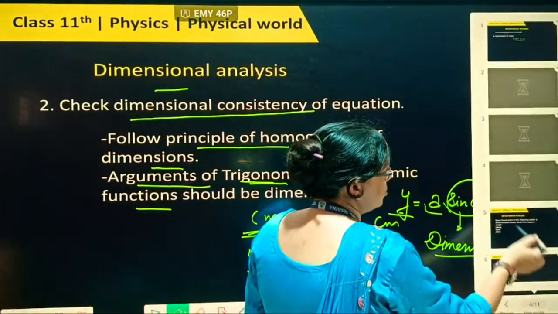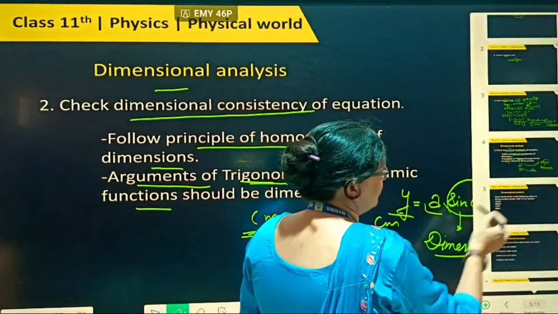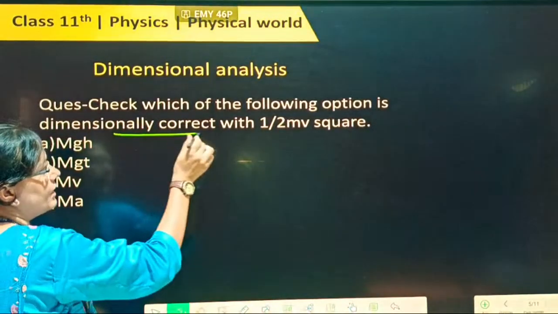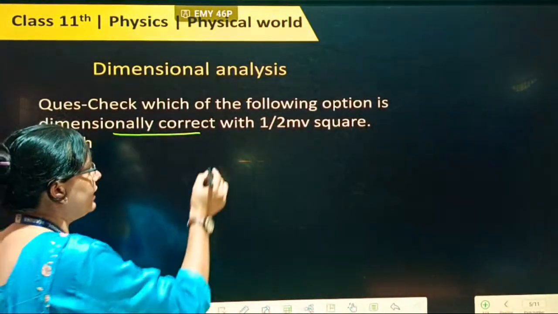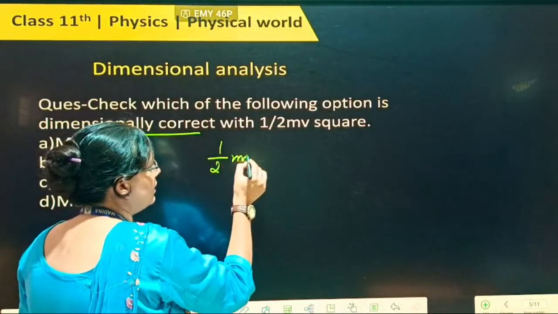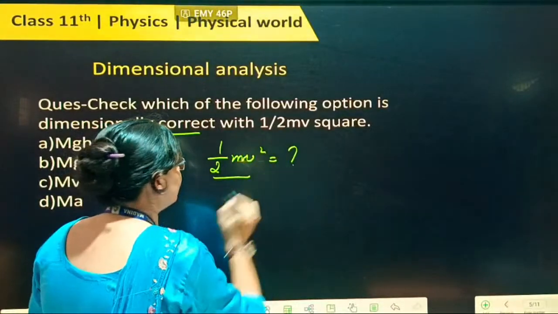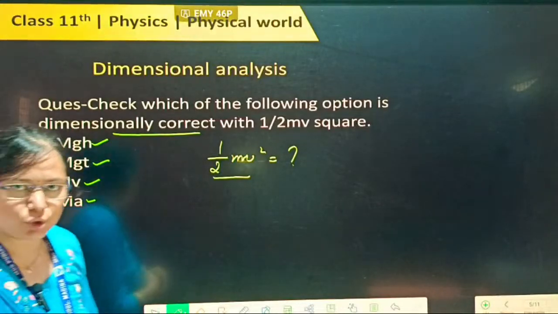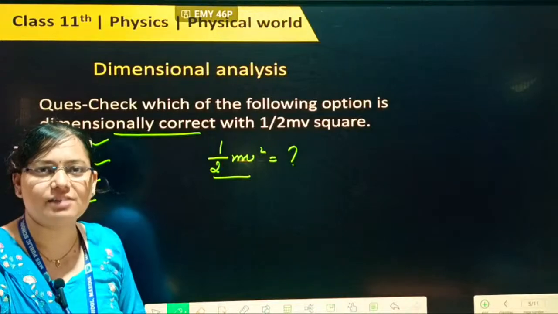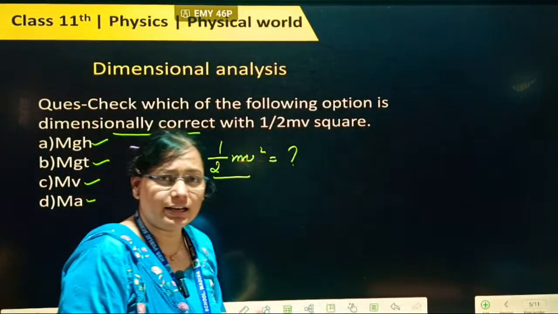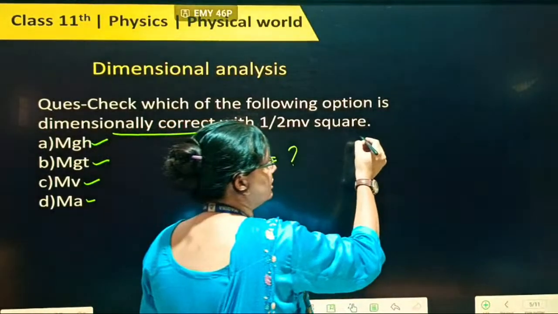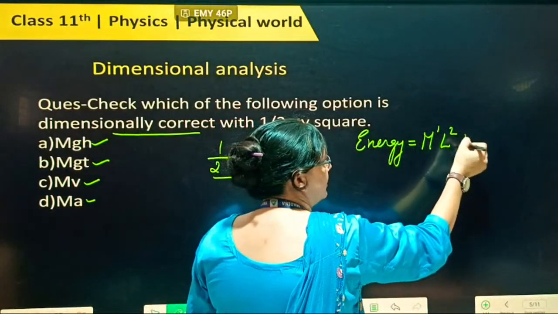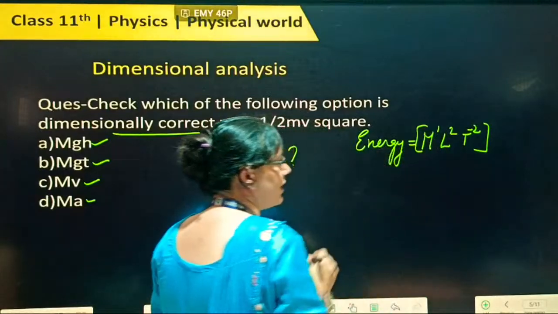Okay, so next we will solve this one. For example, one question is given: check which of the following options is dimensionally correct with half mv square. Here the relation half mv square is given, and dimensionally we have to check whether it is equal to mgh, mgt, mv or ma, which one is the right option. So half mv square is kinetic energy. In the last question we have done the dimension formula of energy. Energy's dimension formula was already written in the last question: M1 L square T minus 2. This is the dimension formula of energy.